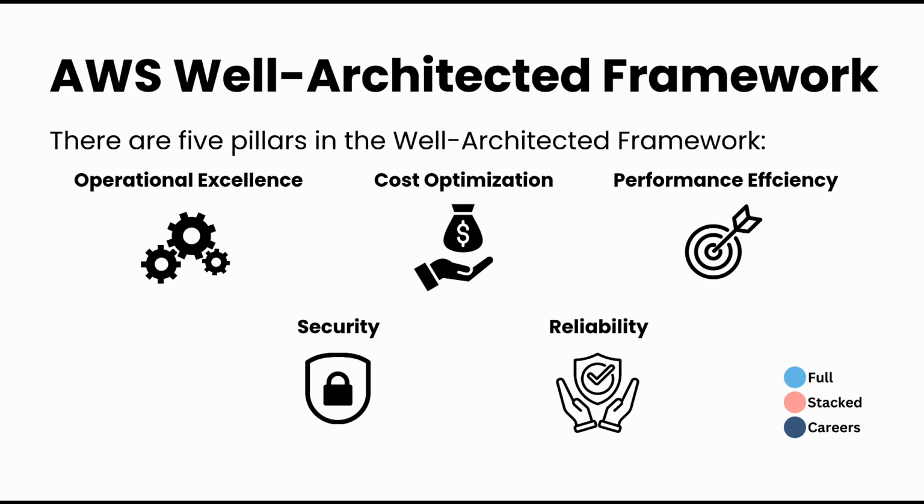Next up, we have performance efficiency. How can we choose the right resources to optimize performance for our services and our workloads in the cloud? Next up, we have cost optimization. How can we avoid over-provisioning and use reserve instances and savings plans to ensure we're getting the best value for money within our cloud ecosystem?